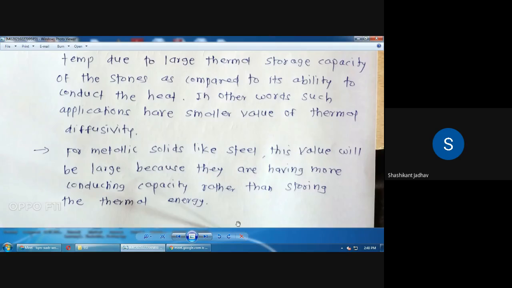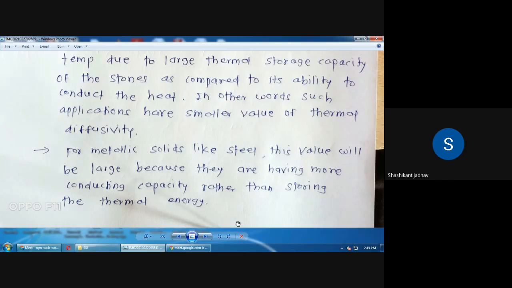For metallic solids like steel, this value will be large because they are having more conducting capacity rather than storing the thermal energy.